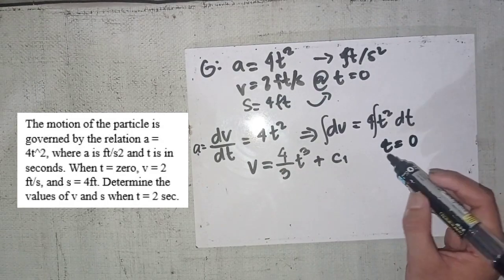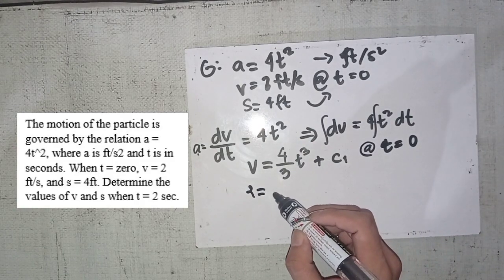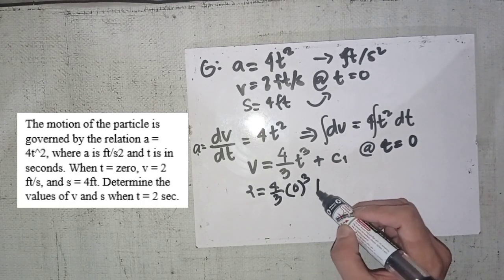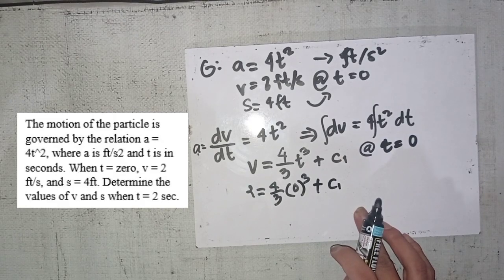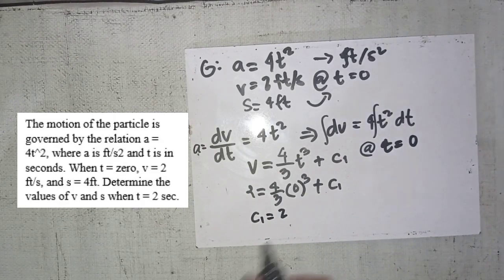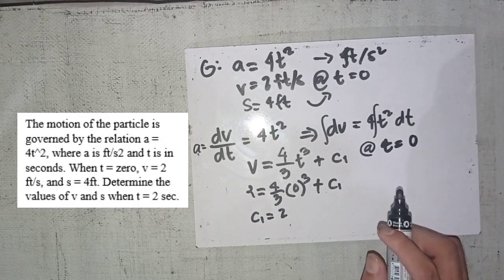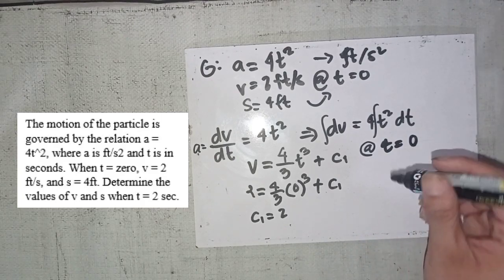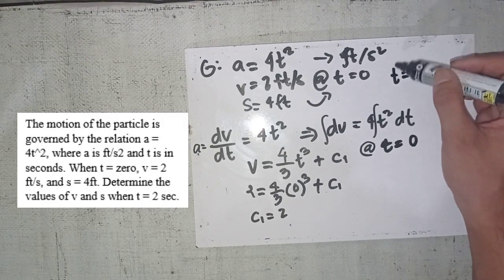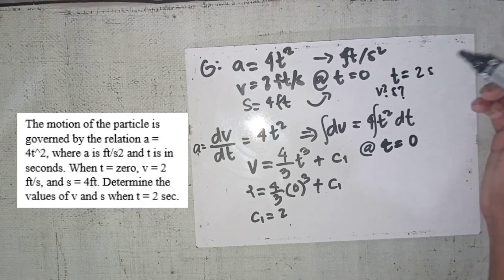So we can substitute this: 2 feet per second equals 4 over 3 times 0 seconds plus c sub 1. And now we can get that our constant is equal to 2. Next, since we have this constant, we can find the velocity and distance at time equal to 2 seconds.